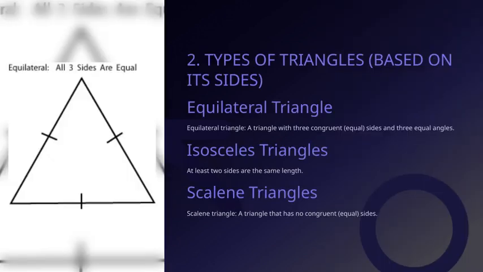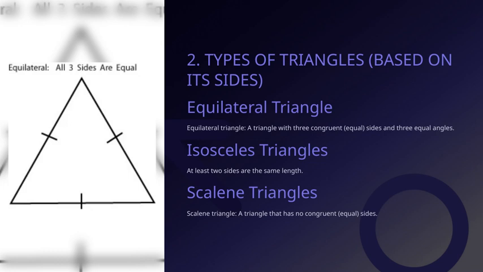Let's talk about the different types of triangles based on their sides. First up is the equilateral triangle. This is a special kind of triangle where all 3 sides are exactly the same length. Because all sides are equal, the angles inside are also equal, each measuring 60 degrees. This symmetry makes the equilateral triangle quite unique and easy to recognize.